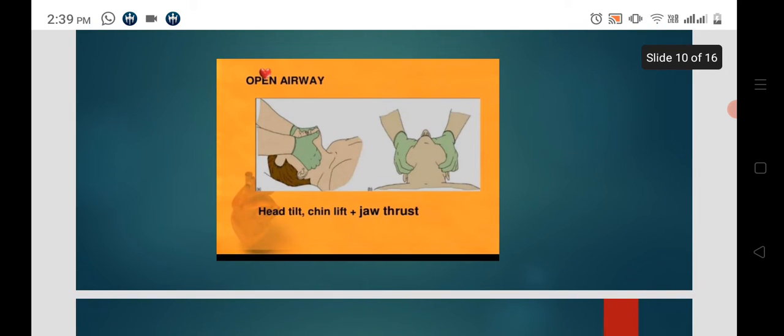How will you open the airway of that patient? You will tilt the patient's head, and then lift the chin, or use the jaw thrust, like in the picture you can see. You can tilt the patient's head, lift the chin up, and do the jaw thrust. In this way you can open the airway of that patient.